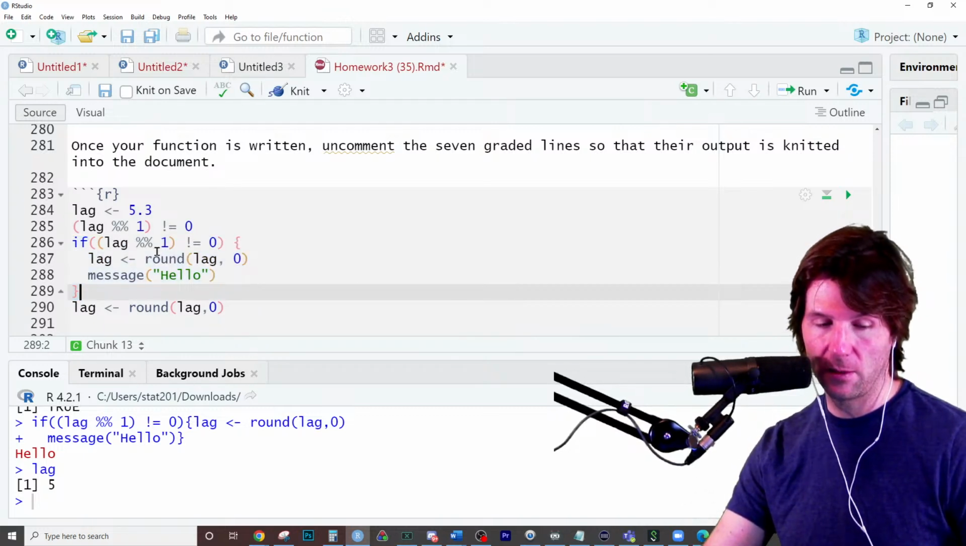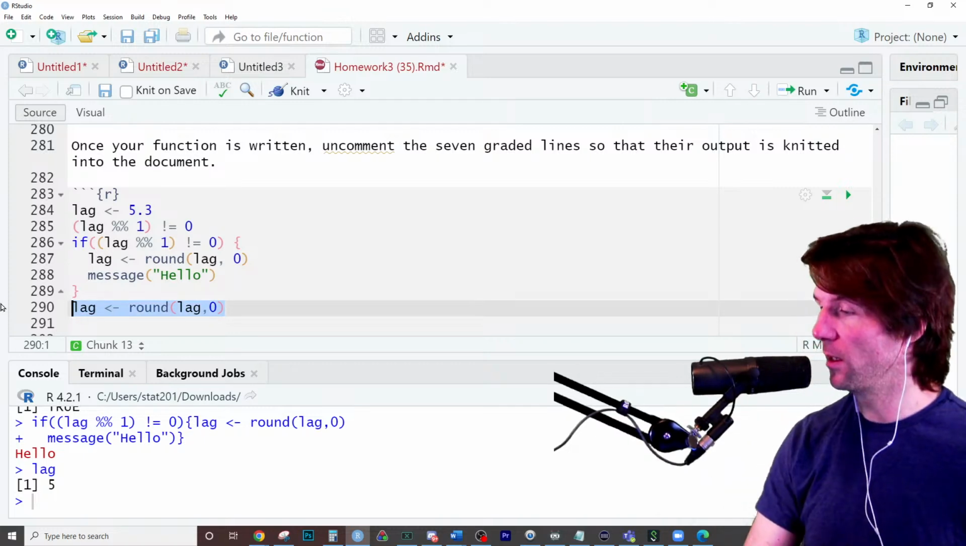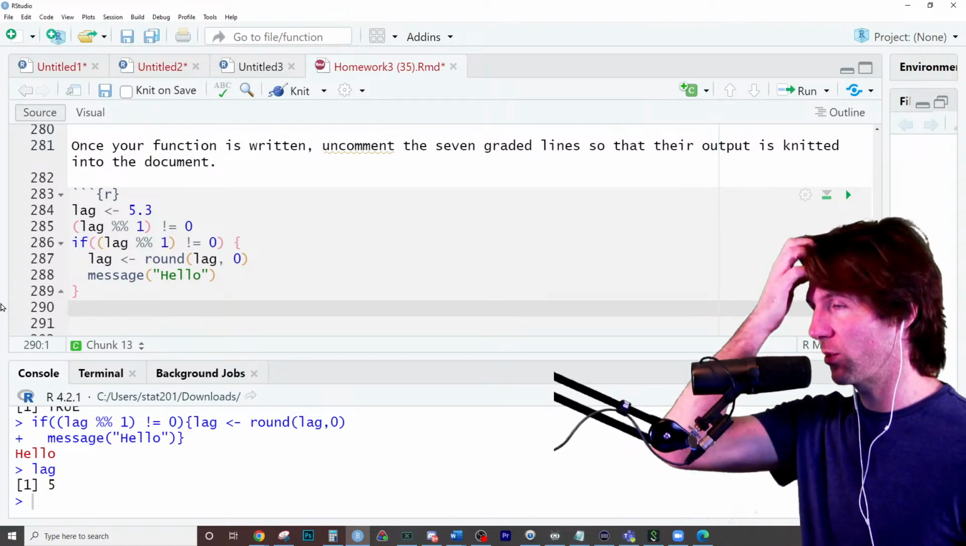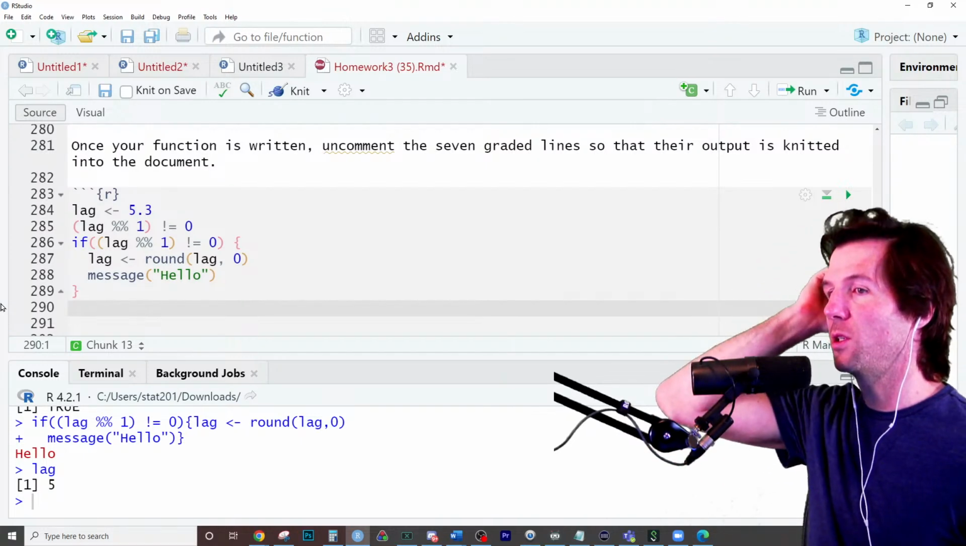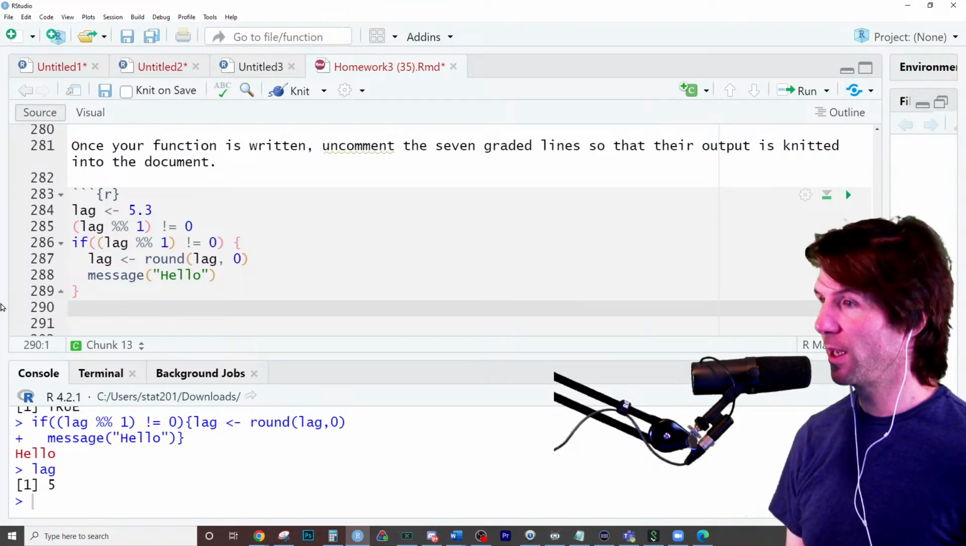If lag, when we divide by 1, is not equal to 0, then overwrite what lag is with lag rounded to 0 digits, and also print this message to the screen. So that code only runs, printing the message and changing what lag is, if the condition is met, where when we divide lag by 1, its remainder is not equal to 0. And that's got it.